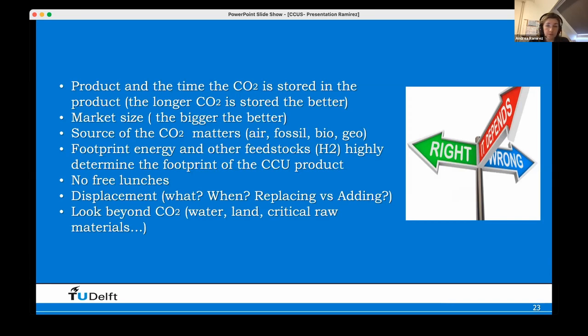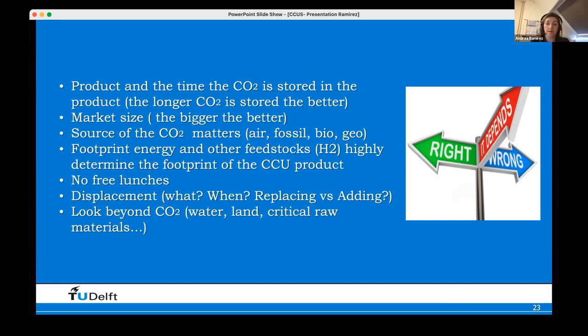No free lunches. And anything that we account or figure out from an LCA point of view, we have to see from a technical point of view, from an economic point of view, and vice versa. We need to really understand what we are displacing, when we are displacing that product, whether we are adding instead of displacing, and how from a policy point of view we can steer the system in the right direction.